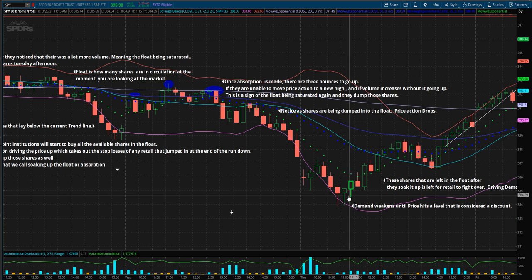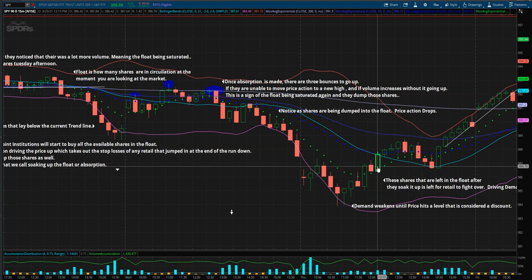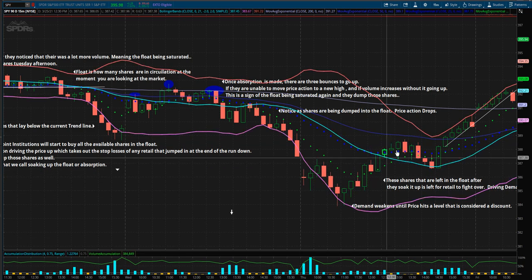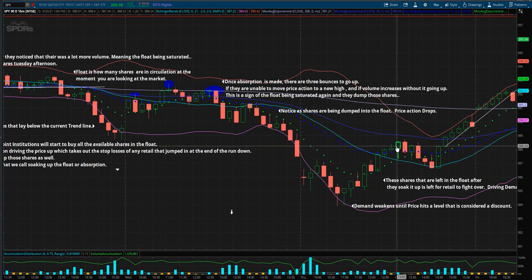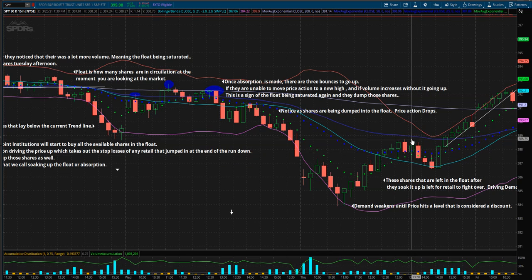they are again soaking up the float and getting control of all the contracts or all the shares that are out there. And hopefully this time they have enough control over it that they can drive the price action up. And so as price action starts to move up, you'll see them sell off to give retail a chance to get in. They sell off, give retail a chance to get in.